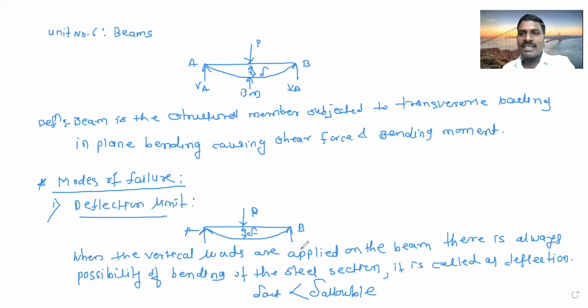So what is the maximum deflection for a simply supported beam? WL cube by 48 EI. Good. WL cube upon 48 EI, correct? W is the load, no? Yes, sir. WL cube upon 48 EI. So such things you have to remember.